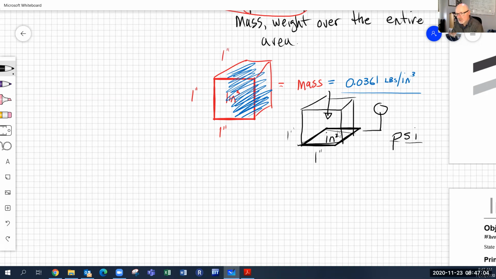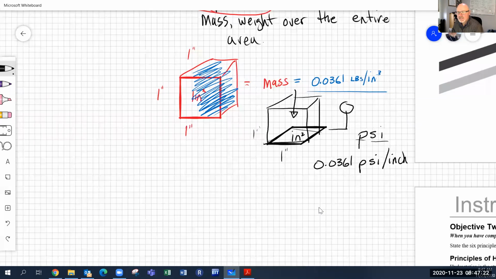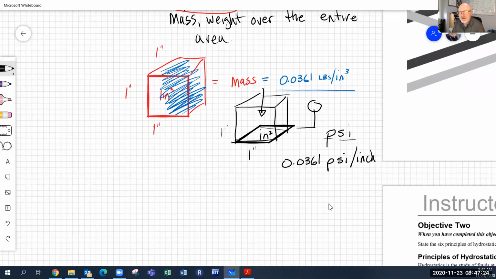And so 1 square inch, or 1 inch of water, is equal to 0.0361 pounds per square inch per inch of water. So there's that number again. Now the mass of 1 cubic inch of water is 0.0361 pounds, but the pressure per that square inch is the same because we have the 1 square inch on the bottom.